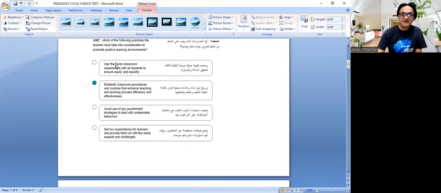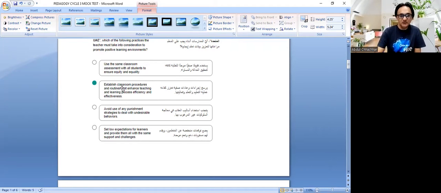Now, use the same classroom assessment with them. The question is not talking about the assessment. Avoid use of any punishment. The question is not talking about punishments. Because if it is about punishment, as you know, corporal punishment is not allowed in the UAE.